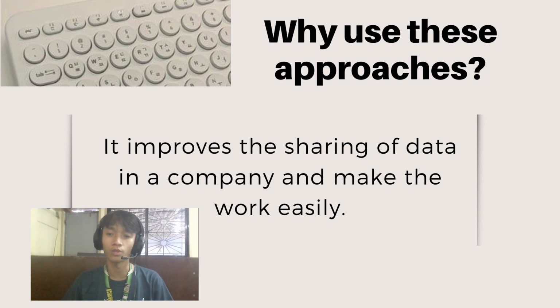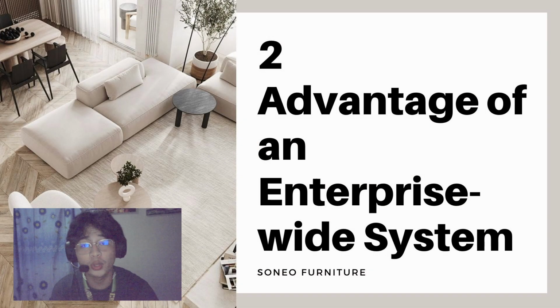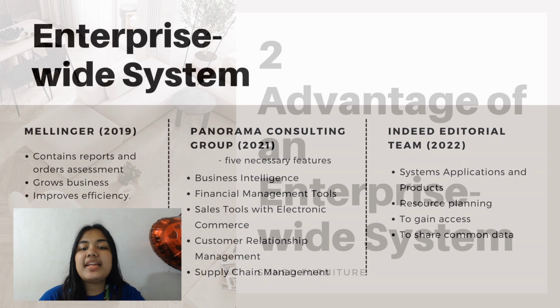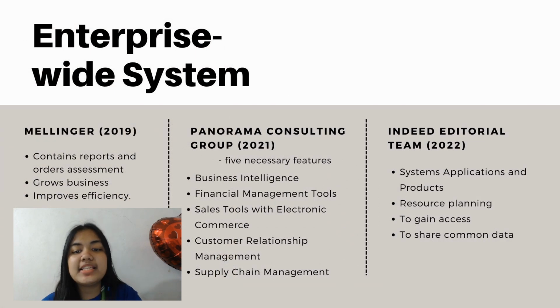Now let's proceed to the second question. What is the primary advantage of an enterprise-wide system? According to Mellinger, in the year 2019, the enterprise-wide system is a procedure used throughout the company. It can apply to a company or a business that has reports and places orders for materials to pull the supplies. Suneo Furniture uses an enterprise-wide system as this is a helpful method to grow their business.